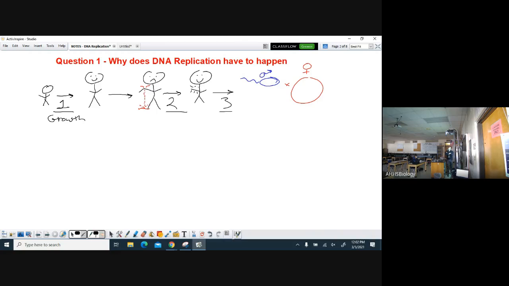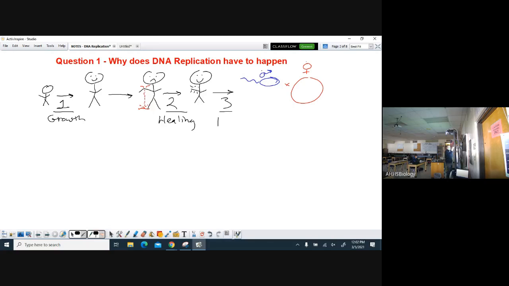What's happening in the arrow labeled 2? Well, no, broken bone is before the arrow labeled 2. Healing. Okay, healing. And what's happening in the arrow labeled 3? Well, no, he's healed after 2, but 3 is producing 2 special cells that I labeled as the male and female cell. So it's simple, male, female. So what's happening in 3? That's an egg cell and sperm cell.